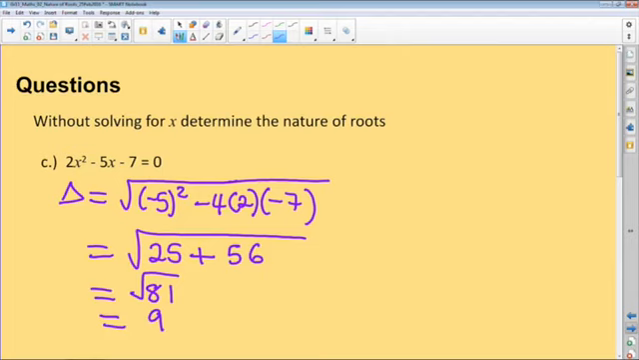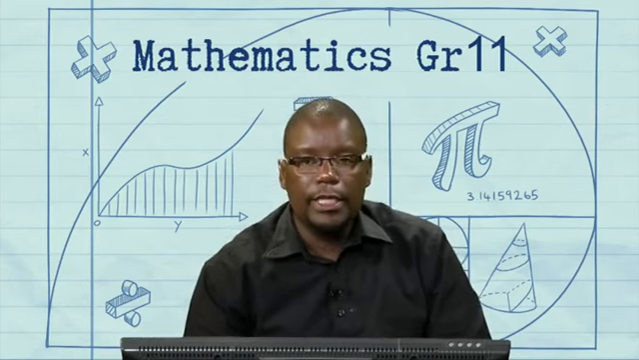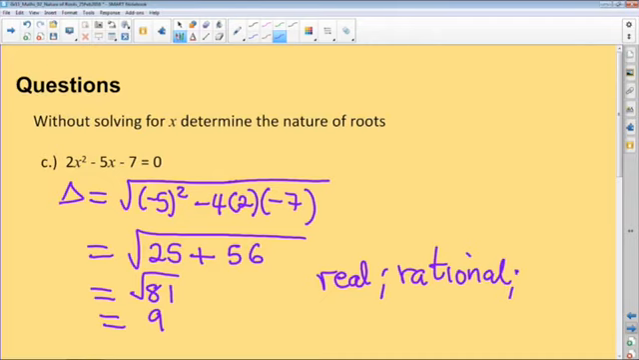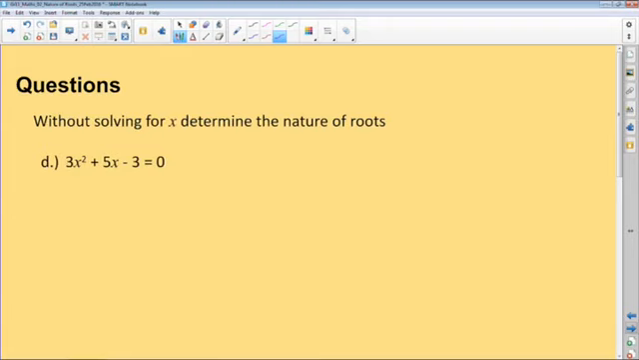So you conclude by saying the discriminant is greater than 0, so you've got real roots. And then it is also a perfect square, so you've got rational roots. But if your discriminant is equal to 0, then you get equal roots. So here the discriminant is 9, so you'll get 2 unequal roots.